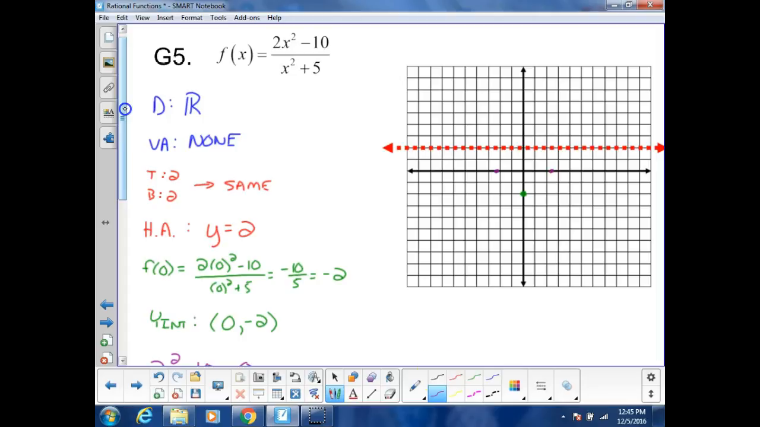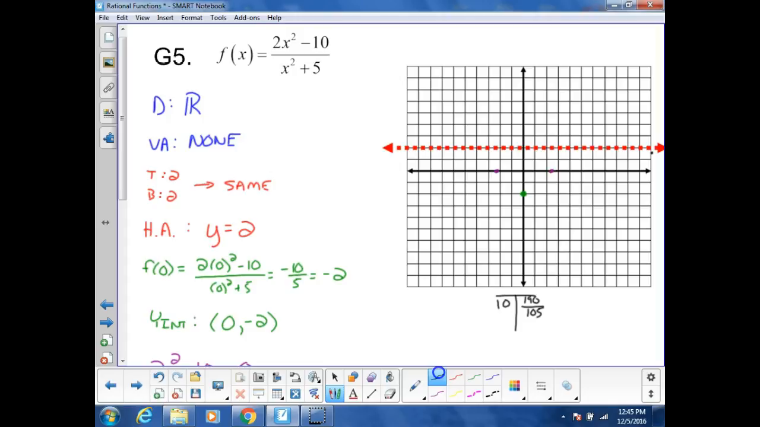I only have one zone. I already have 3 spots in it. So let's go on the outside. So let's go positive 10. If I put positive 10 into my function, I get 200 minus 10, which is 190 on the top. And I get 100 plus 5, which is 105 on the bottom. 190 divided by 105 is something like 1.8, I want to say. Bigger than 1, smaller than 2.